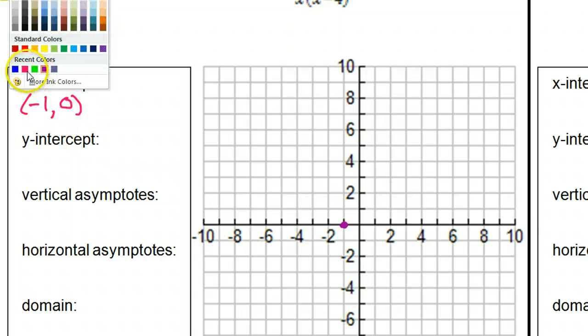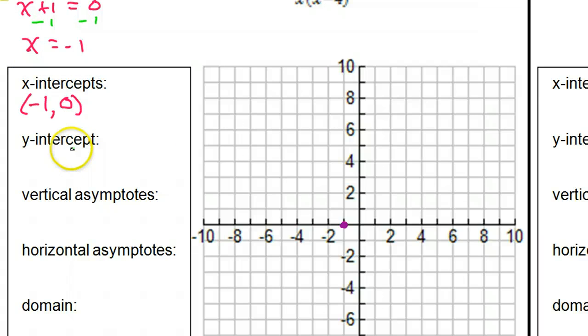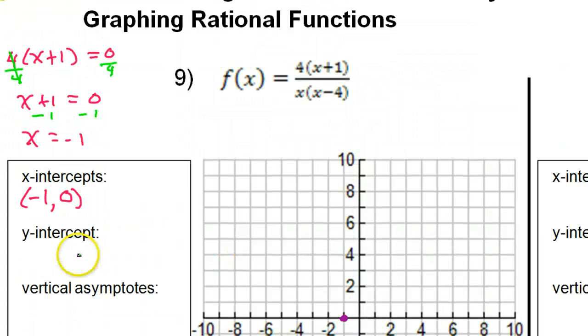Anyway, so now the y-intercept. How do I find the y-intercept? Well, for the y-intercept, you substitute 0 for all the x's. So I'd be putting a 0 here, and here, and here. But this is a problem.